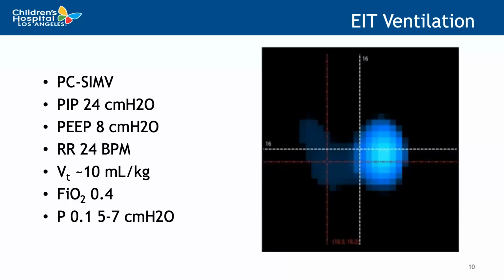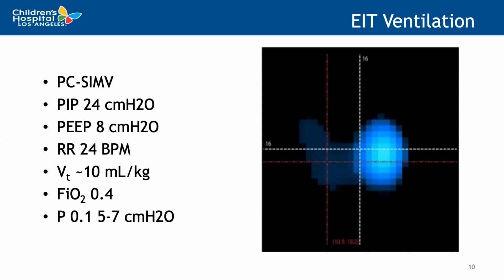These were his ventilator settings at the time of EIT and upon transfer to our facility. He was on a pressure control SIMV mode with a peak pressure of about 24 centimeters of water. His PEEP at that time was 8 centimeters of water. His respiratory rate was 24 breaths per minute, and he was getting tidal volumes of about 10 mL per kilo with those settings. He was on 40% FiO2, and his P0.1 was 5 to 7.